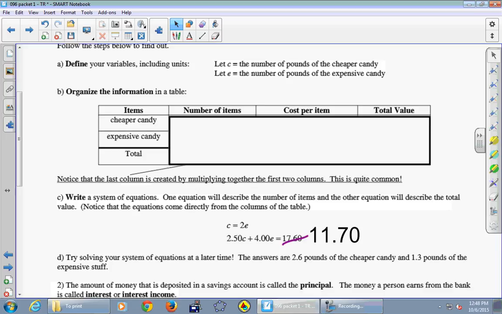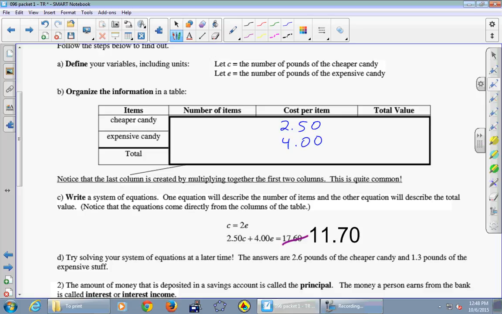Okay, first thing, cost per item is the easiest part. How much does the cheaper candy cost per pound? $2.50. How much does the more expensive stuff cost? $4. Sometimes we'll fill in information in the total row. In this case, it doesn't make sense to add 2.50 and 4 to get, like, nothing costs $6.50 a pound, right? So we'll just leave that blank.